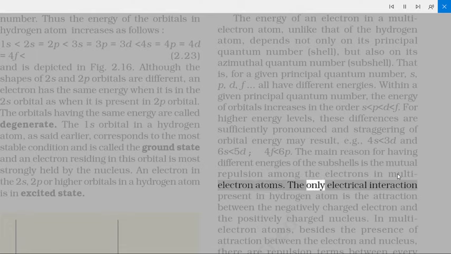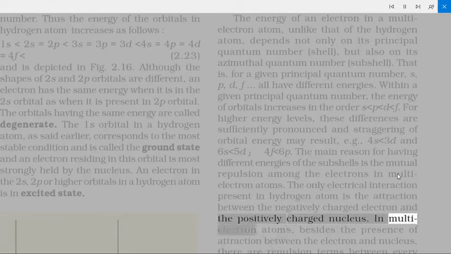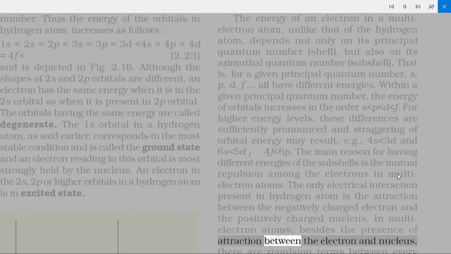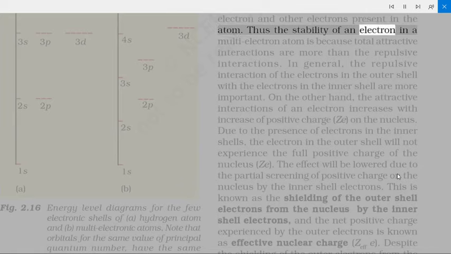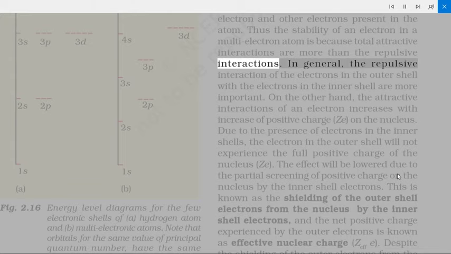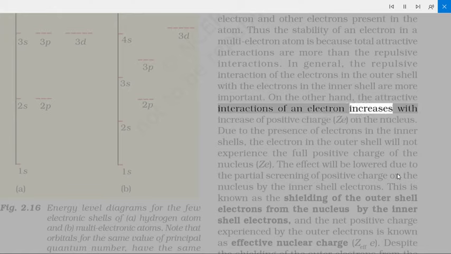multi-electron atoms. The only electrical interaction present in hydrogen atom is the attraction between the negatively charged electron and the positively charged nucleus. In multi-electron atoms, besides the presence of attraction between the electron and nucleus, there are repulsion terms between every electron and other electrons present in the atom. Thus the stability of an electron in a multi-electron atom is because total attractive interactions are more than the repulsive interactions. In general, the repulsive interaction of the electrons in the outer shell with the electrons in the inner shell are more important. On the other hand, the attractive interactions of an electron increase with increase of positive charge, Ze, on the nucleus.